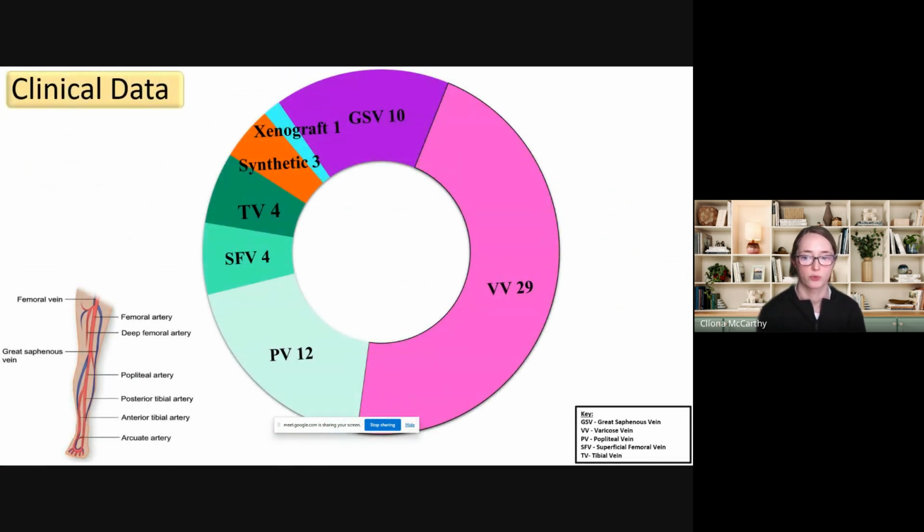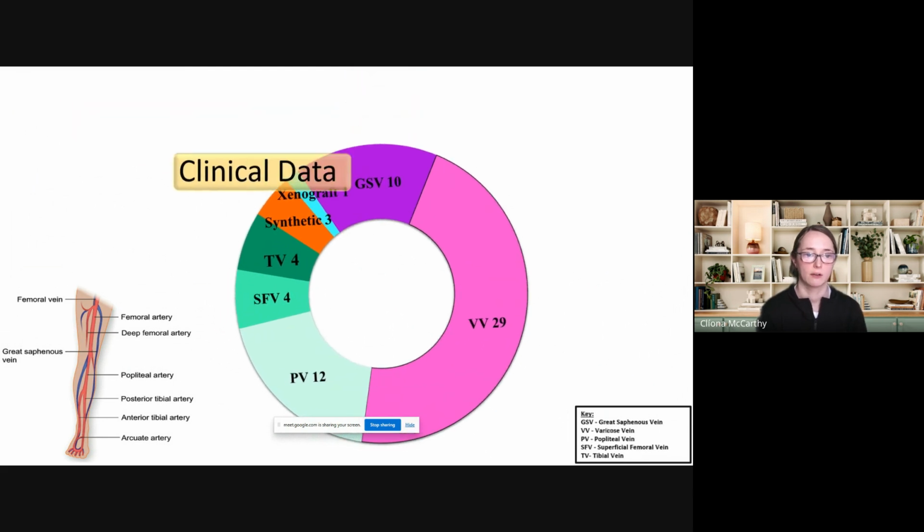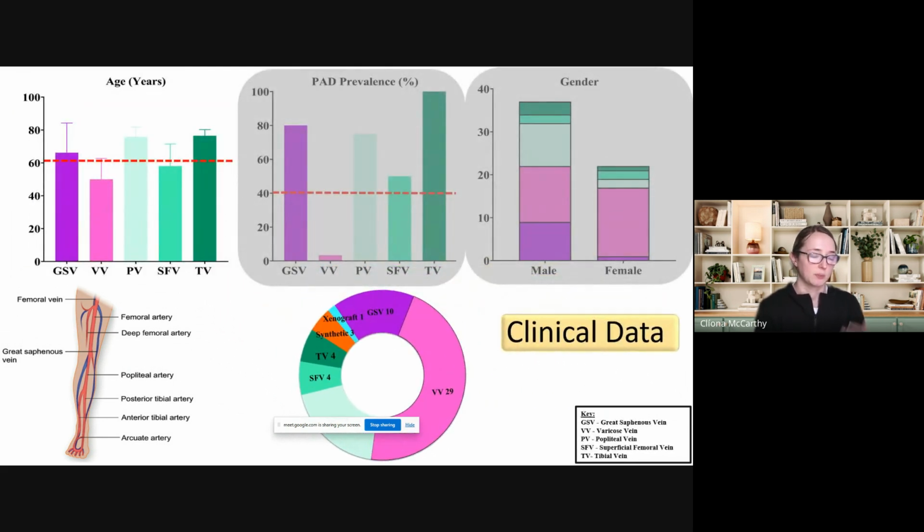You can see the patient profile here. The majority of the samples would come from our varicose vein cohort, which would make sense because a lot of these patients would be electing to have this surgery, while the rest of the veins, such as the great saphenous vein, the tibial vein, the superficial femoral vein, and the popliteal vein, may be harvested due to trauma or amputation on the leg itself.